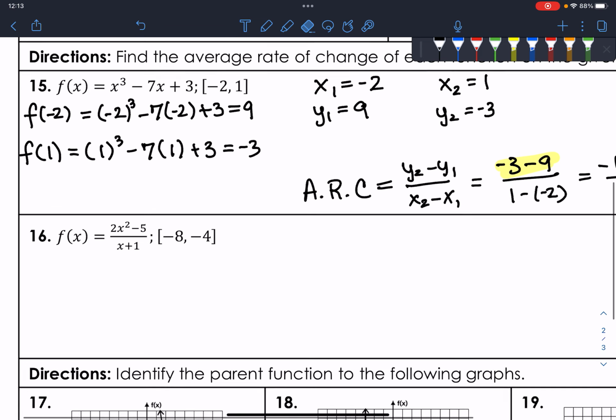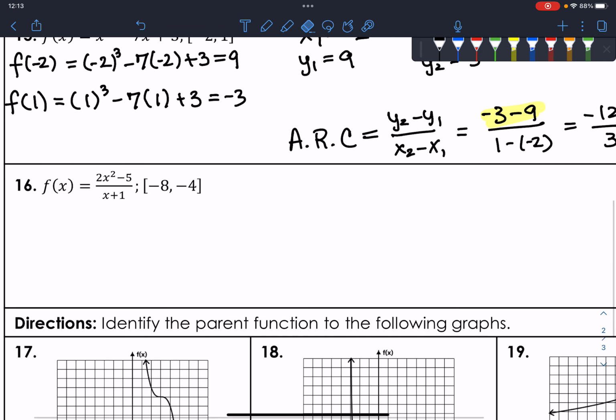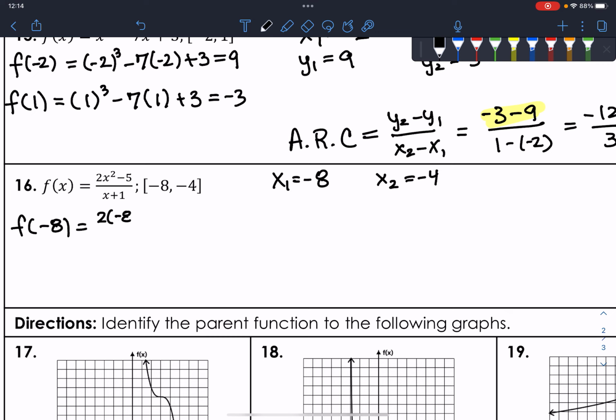Moving on to our next example, number 16. We're going to find again the average rate of change. So we have the x1 value of negative 8 and the x2 value of negative 4. So we start by first plugging each number into our function. So 2 times negative 8 squared minus 5 divided by negative 8 plus 1. And this equals negative 123 divided by 7. And now plugging in negative 4.